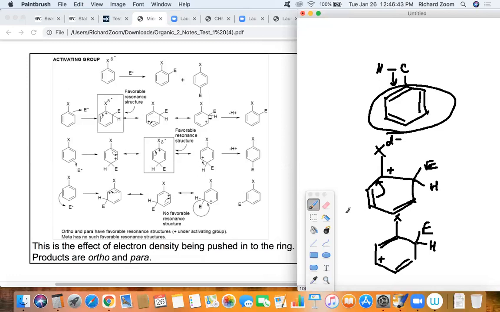You'll notice that these are double-headed arrows because we're showing resonance structures, and then this is a single-headed arrow because we're showing a reaction here, the H plus leaving and forming the ortho compound.